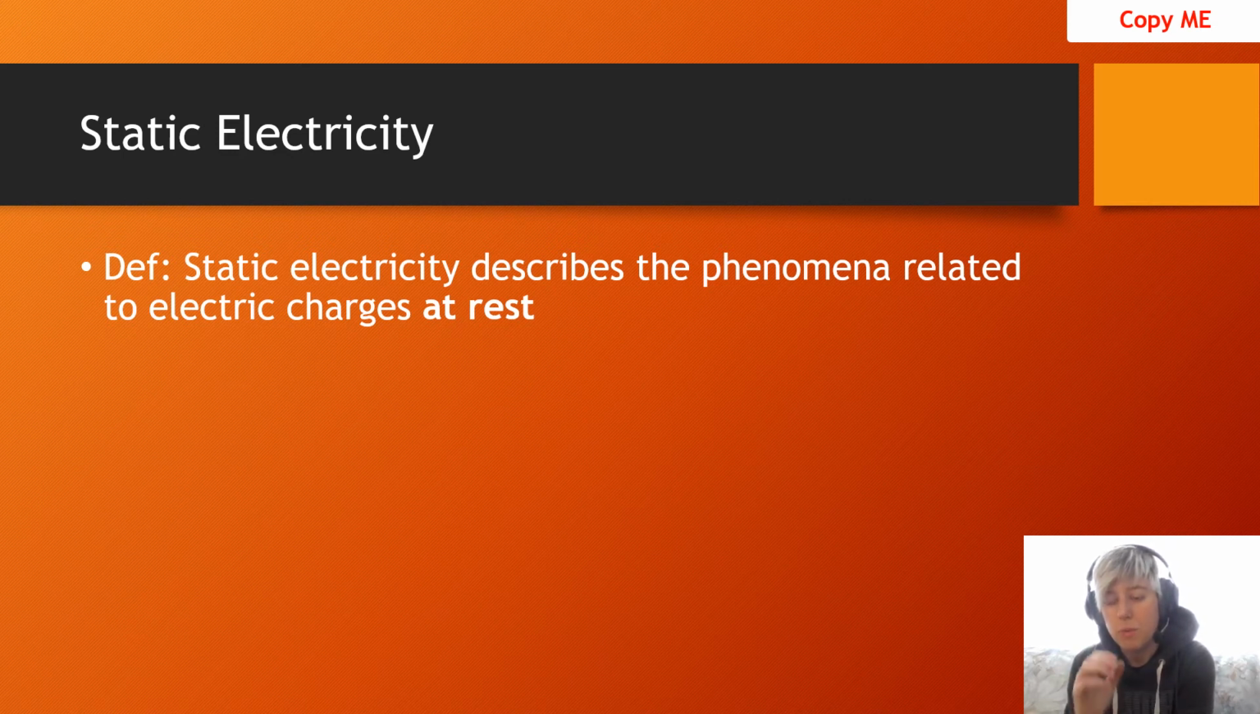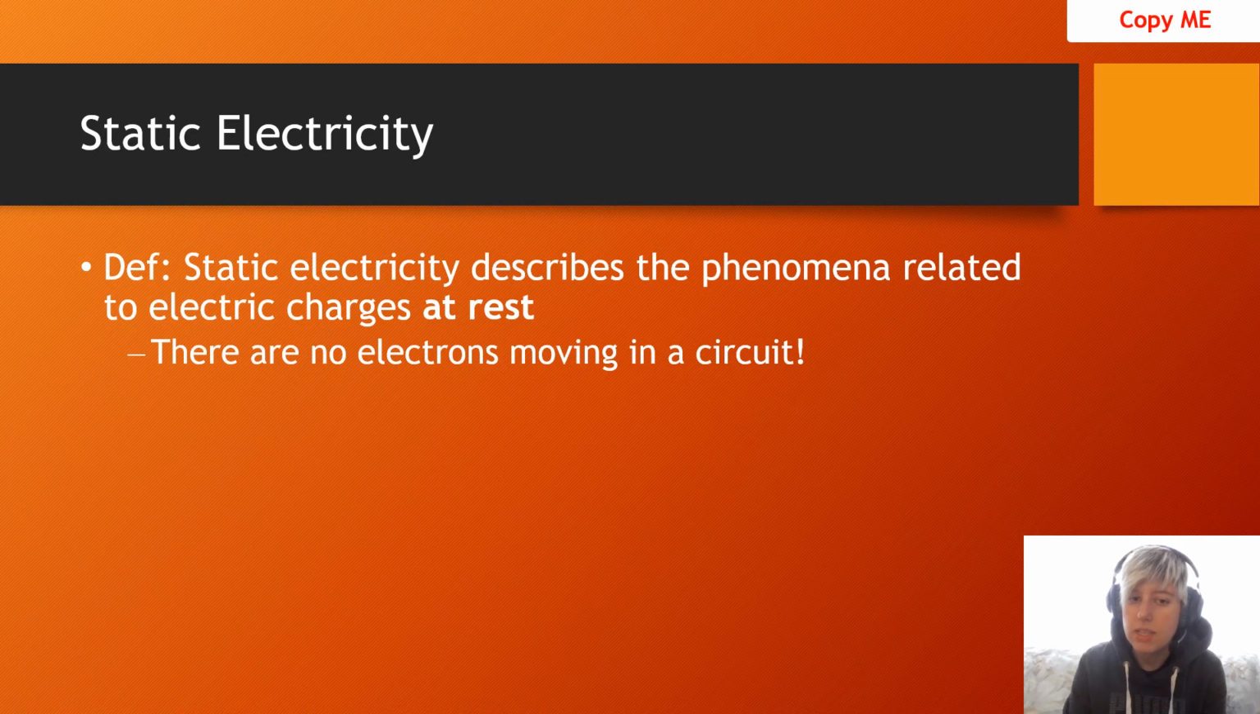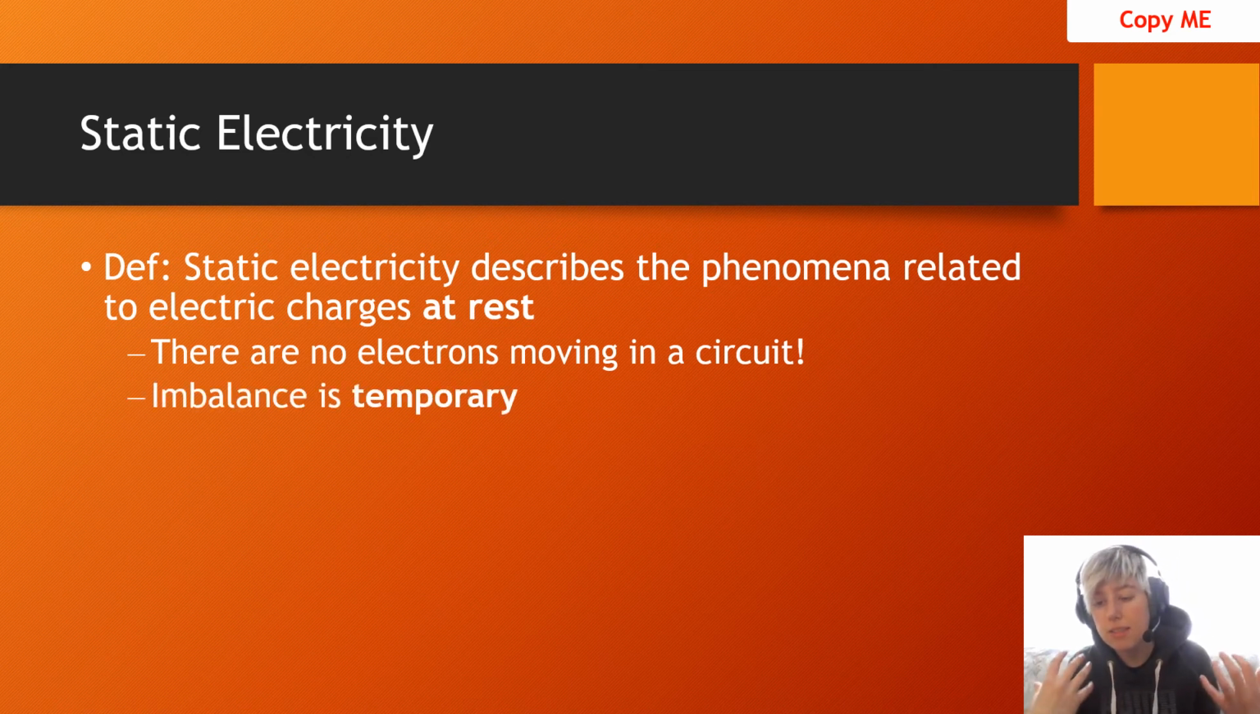Static electricity. So what we've been talking about before is just basically electricity 101. When we're talking about static electricity specifically, it's dealing with electricity where my electric charges are at rest. And this basically means that I have a charge imbalance between two objects, and I don't have a circulating current of electrons, because a circulating current of electrons is dynamic electricity. With static electricity, the most important thing to realize is that there are no electrons moving in a circuit, because that would be dynamic electricity, and that this imbalance is temporary.